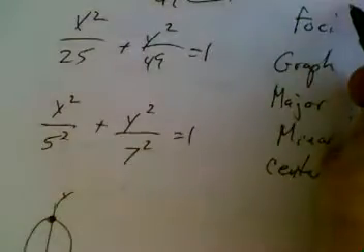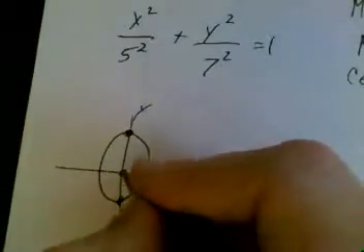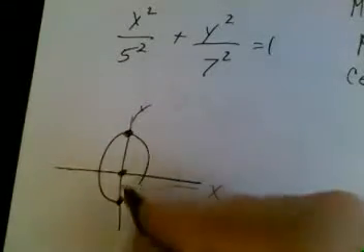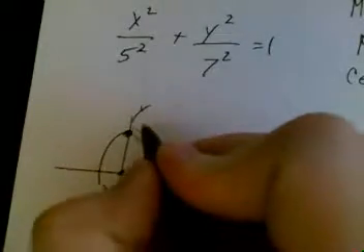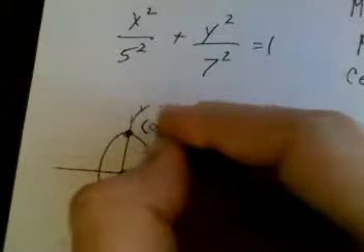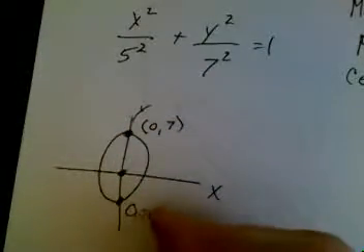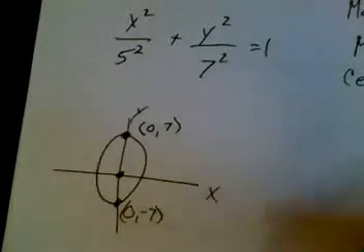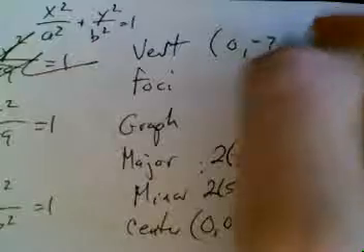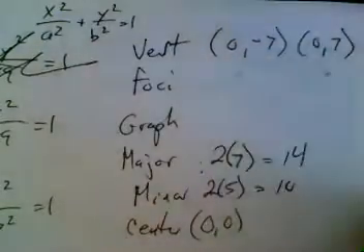Now, where are the vertices? Since we're centered at the origin, the vertices are a length of 7 up this way and 7 down this way. That means this point would be 0, 7, because I'm not changing in terms of x. And this one down here would be 0, negative 7. That's my vertices. I'm going to plot those over here so we have them all together.